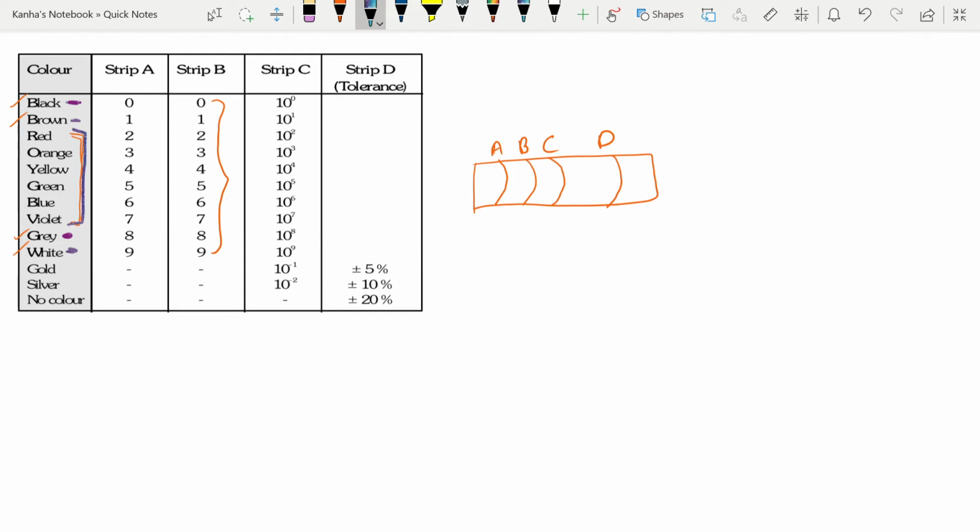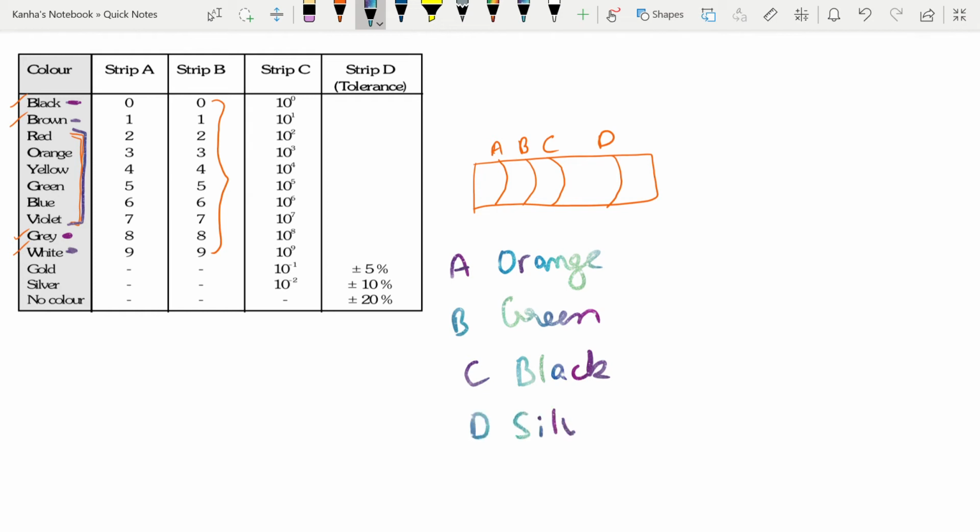For example, if I tell you that my code is orange as A, green as B, black as C, and silver as D, what does this mean?